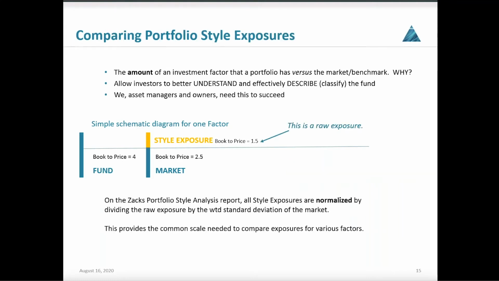So now, when we want to compare style exposures of a fund, we do have this raw factor exposure. In this case here, it's the book to price of 1.5. But on the Zacks portfolio report, we're going to be showing 20 exposures. And these exposures are all normalized by dividing this difference by the weighted standard deviation of the market. This is going to provide us a common scale which we need to compare exposures. So the real style exposure is a normalized measure.